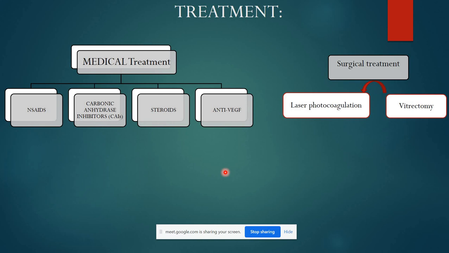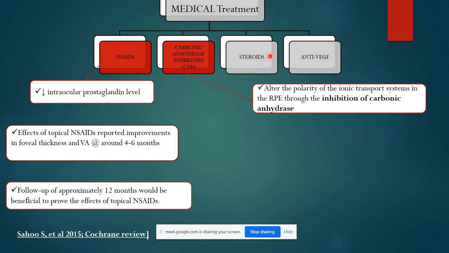So basically, in case of medical treatment, we go with non-steroidal anti-inflammatory drugs, then CAIs, then steroids, then anti-VEGF. Coming to the surgical treatment, they are laser photocoagulation and vitrectomy. In case of NSAIDs, we reduce the intraocular prostaglandin levels, which reduces the overall stimulus, reducing the permeability of blood vessels.